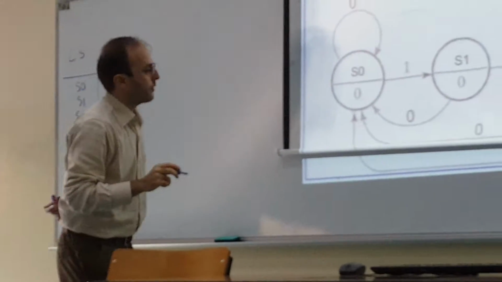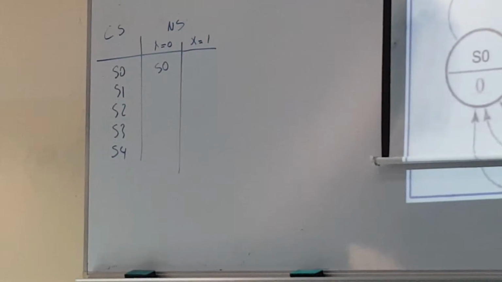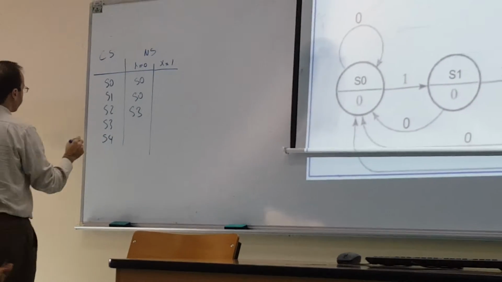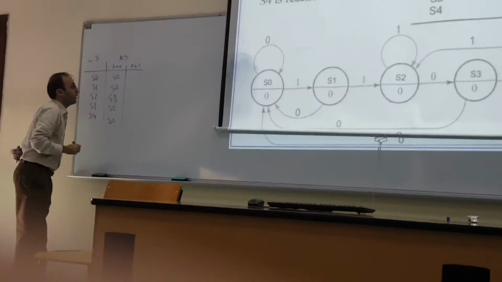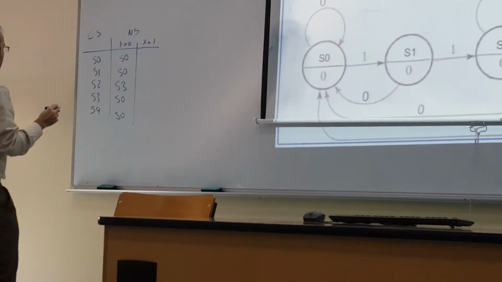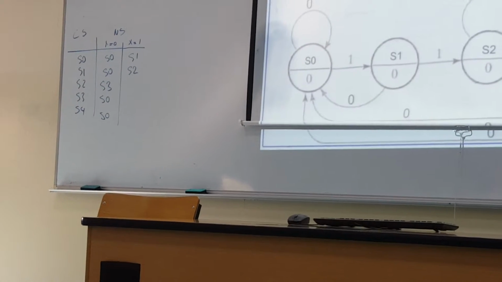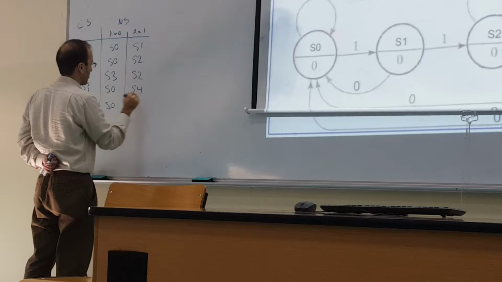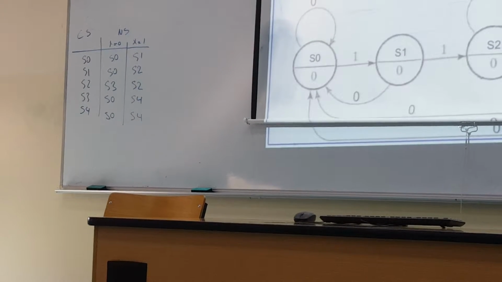Okay? What do I have here? I was in S0 and I got a 0. Where should I go? S0. S0, S1, S0. S2, S3, S3, S3. S4. S0. How about x equal to 1? S0, S1. S1, S2. S2, S2. S3, S4. And S4, S1. Okay?